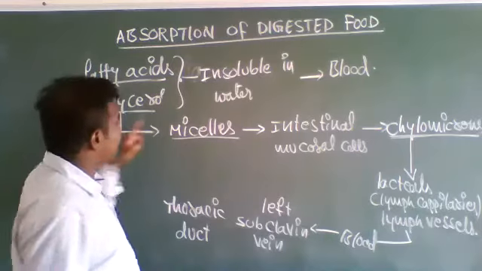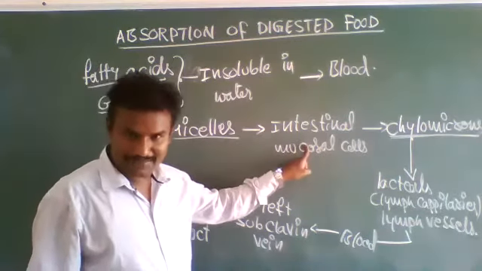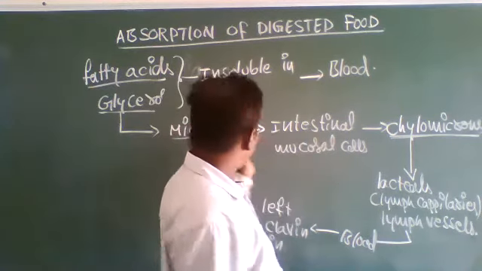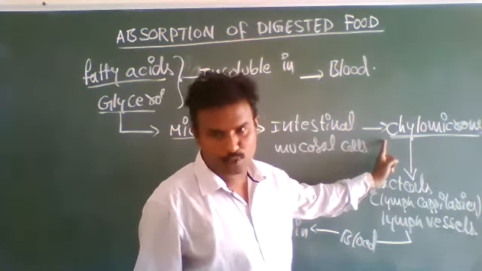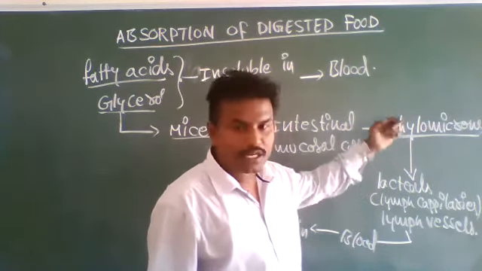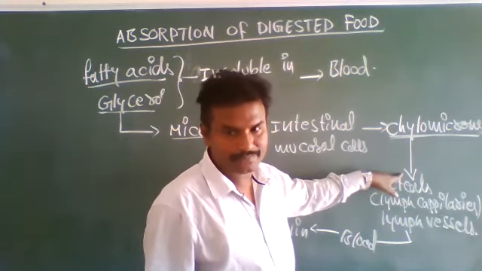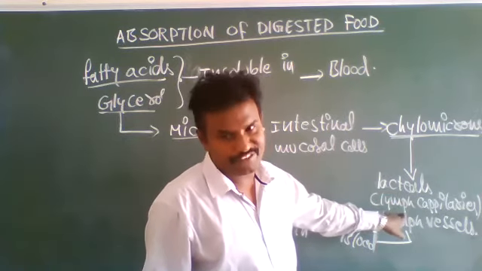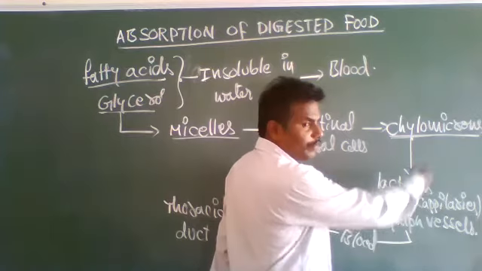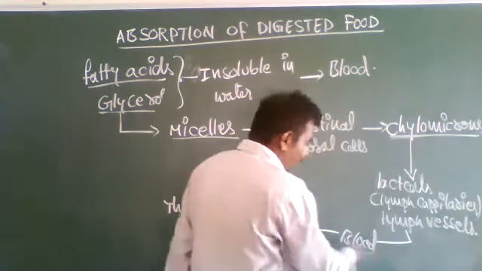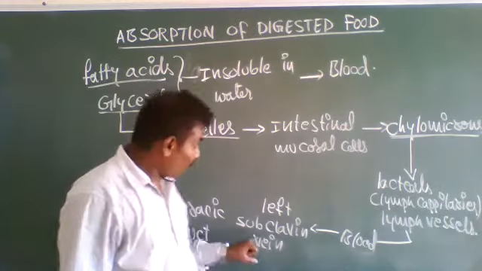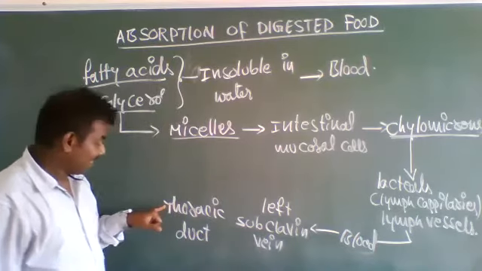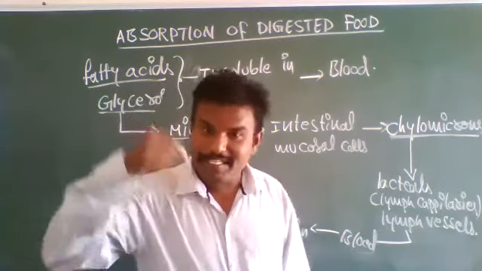So fatty acids and glycerol are converted into micelles in the intestinal wall. Micelles are transported into the intestinal mucosal wall. In the intestinal mucosal wall, those micelles are converted into protein-coated fat globules, called chylomicrons. These chylomicrons are transported into the lacteals, also called lymph capillaries, present in the lymph vessels. In the lymph vessels, the chylomicrons are absorbed into the blood through a vein called the left subclavian vein via the thoracic duct. This entire process takes place in the small intestine.